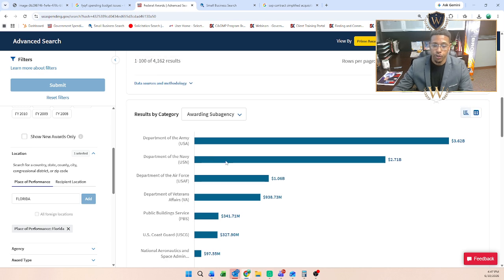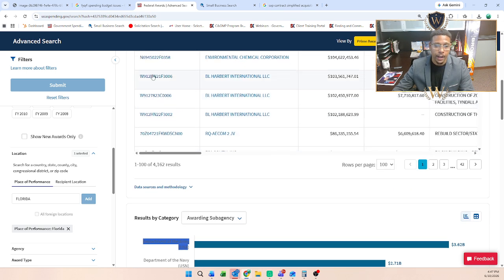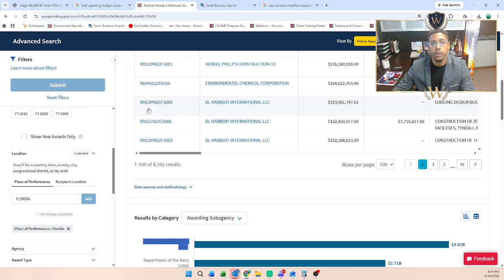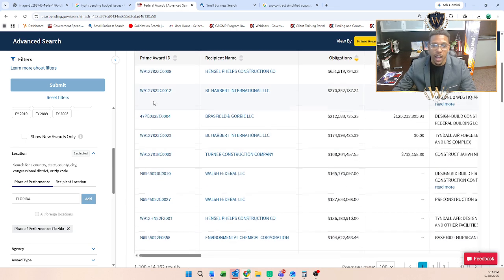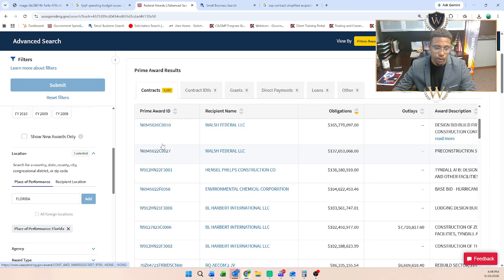Now, a cool thing you can do: with any contract, for example the Department of the Army, when you're looking at award data, the first letter on the award ID will tell you what agency it is. If it's a W, that is the Army. If it is an N, that is the Navy. So if you want to save yourself a lot of time, just remember each agency's first letter on the award IDs. This will save you a lot of time when you're searching through thousands of awards.